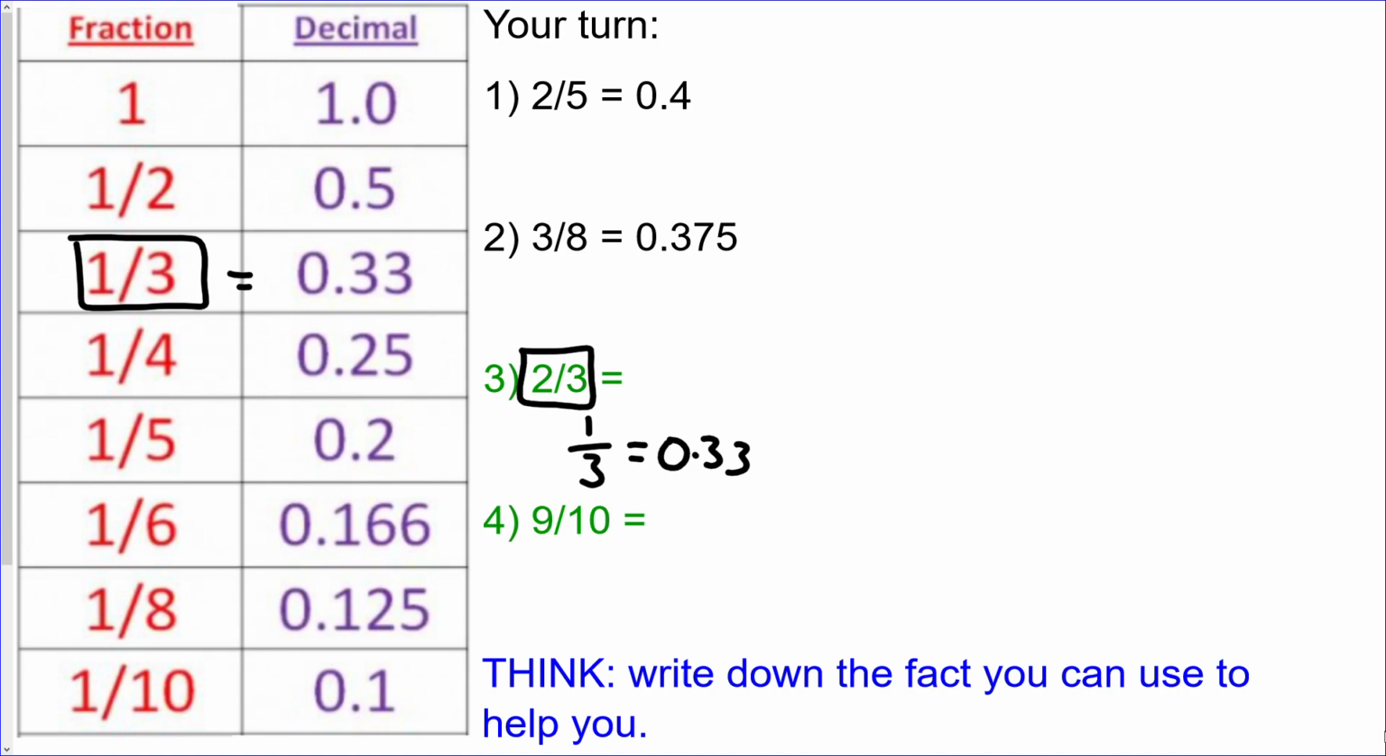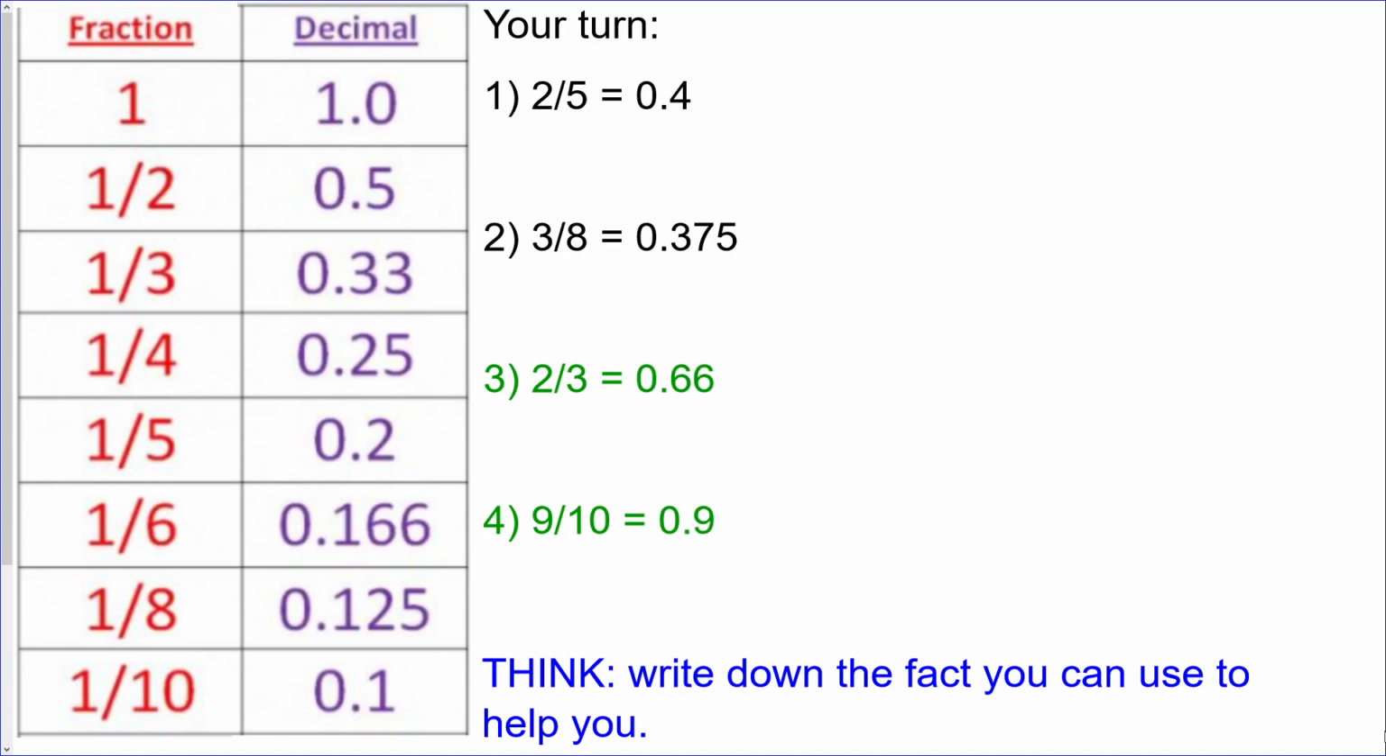Okay, so you should have had a go there, and let's have a look at what our answers should have been. So as we just said, 1/3 is equal to 0.33. To get to 2/3, we multiply 1/3 by 2, and therefore we need to multiply our decimal equivalent by 2. So 0.33 times 2 would give us 0.66, which is our answer.